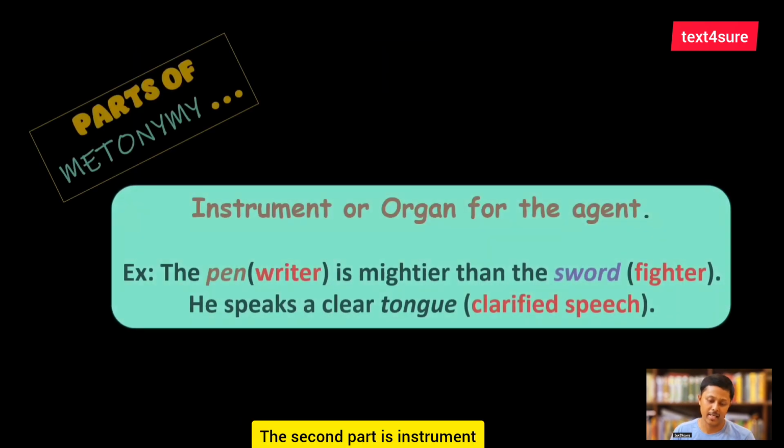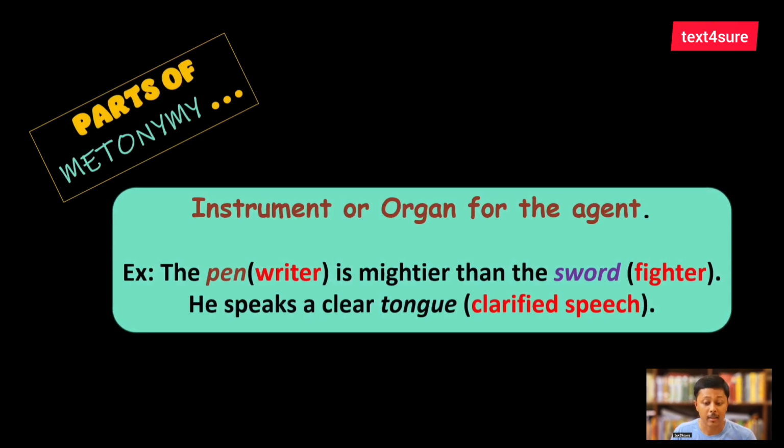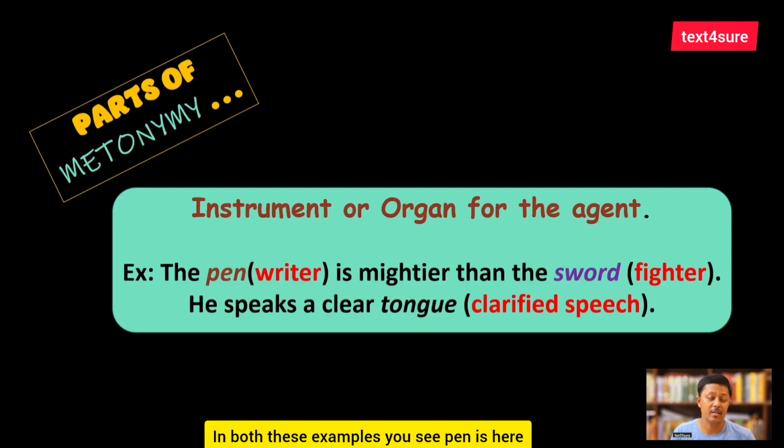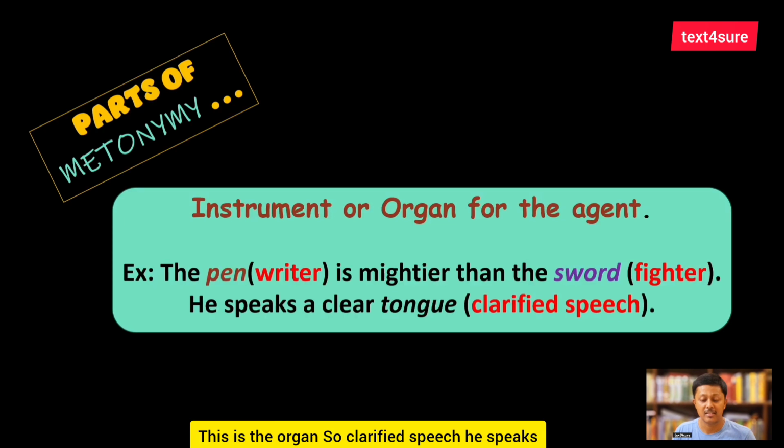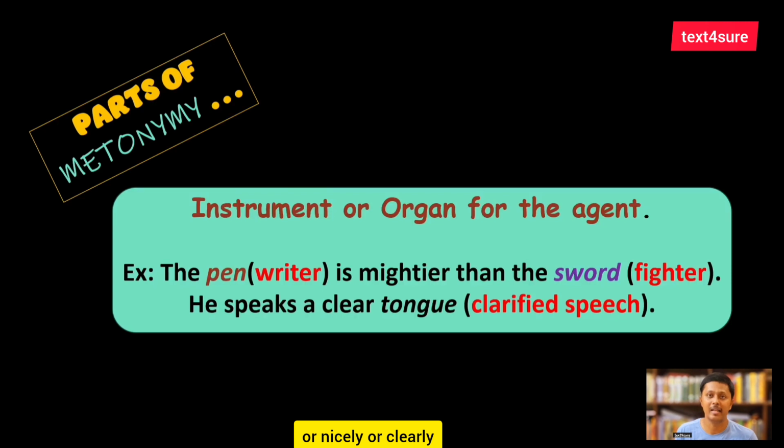The second part is instrument or organ for the agent. The pen is mightier than the sword. He speaks a clear tongue. In both these examples, you see pen is here mightier than the sword. So pen is the instrument referring to the writer, and the sword is another instrument referring to the fighter. He speaks a clear tongue. This is the organ, so clarified speech. He speaks well. He speaks beautifully or nicely or clearly or outspoken. So these are the examples of instrument or organ, instrument as a pen or sword, organ as in tongue. These are closely associated with what is meant.